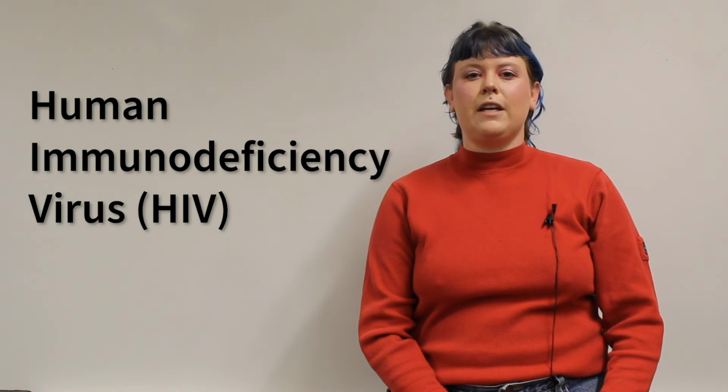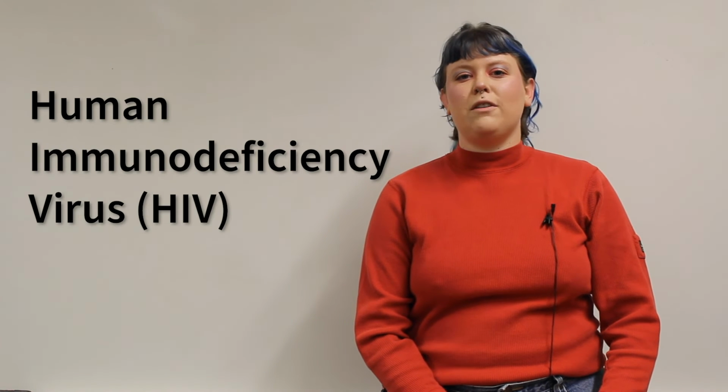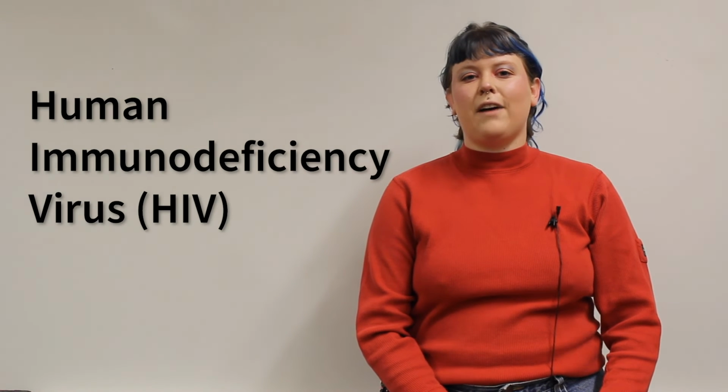HIV.gov defines HIV, which is the human immunodeficiency virus, as a virus that attacks cells which help the body fight infection, causing the person to be more vulnerable to infection and disease. HIV spreads through contact with blood, semen, pre-seminal fluids, rectal fluids, vaginal fluids, and breast milk. It is most often contracted through unprotected sex or sharing injection drug equipment.